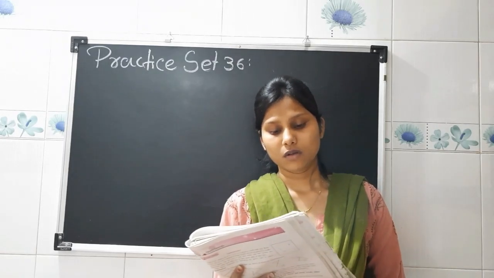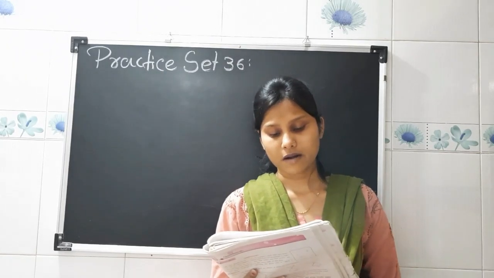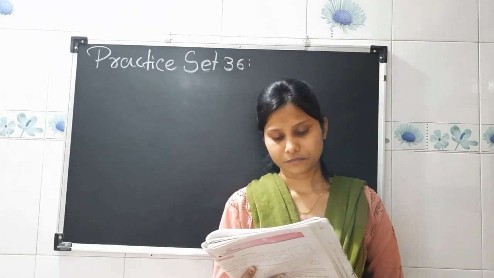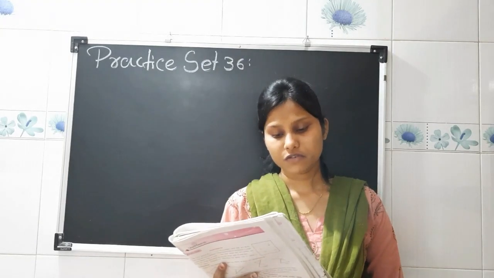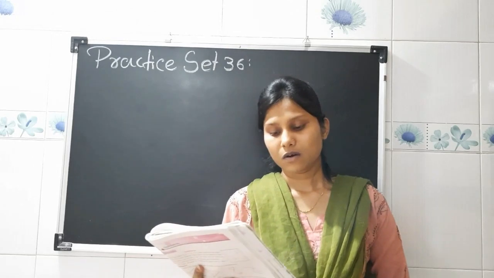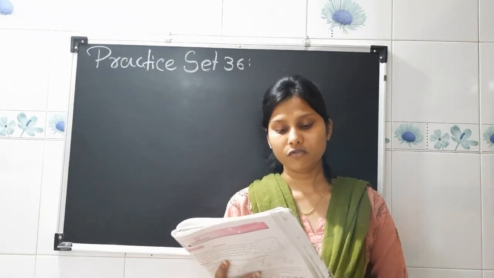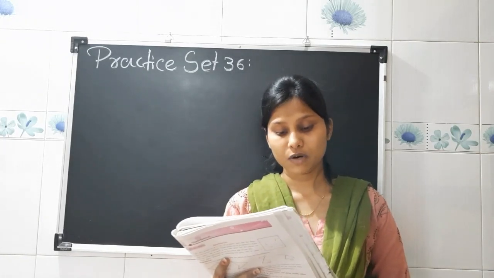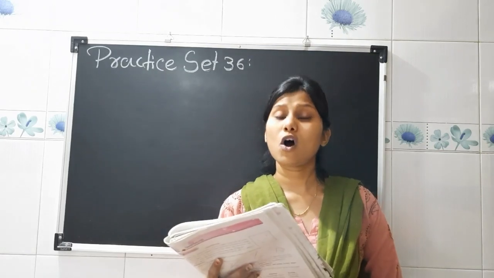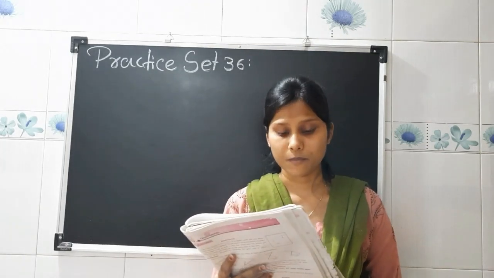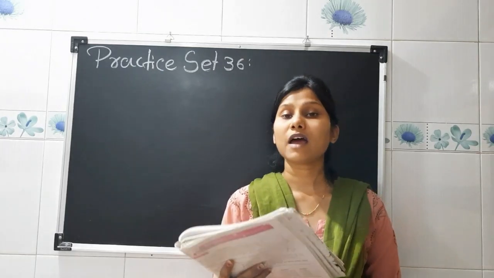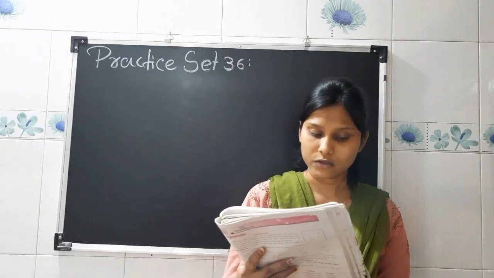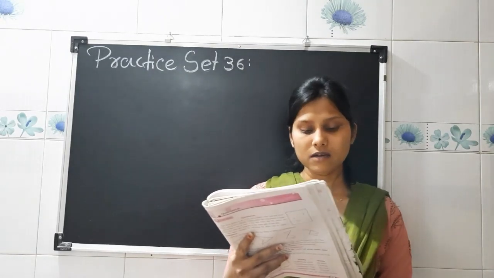Observe, then question number 2. Observe the figures below and write the type of the triangle based on its sides. See, in the first figure, triangle ABC is given. You can see that all the sides of triangle ABC are of equal length. Side AB is equal to BC, BC is equal to AC. All the sides of triangle ABC are equal. So the triangle having all the sides of equal length is called an equilateral triangle. So triangle ABC is an equilateral triangle.